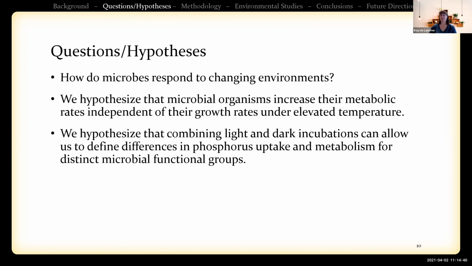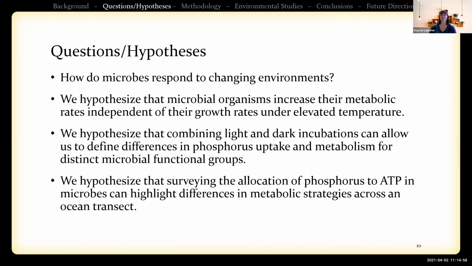I also believe that using a combination of light and dark incubations will allow us to define the differences in phosphorus dynamics and metabolism for distinct groups within the microbial community, so within that particulate phosphorus grouping. And I also hypothesize that surveying the allocation of phosphorus to that ATP molecule in ocean transects can really highlight strategic differences in metabolic processes by microbes, so different strategies of their metabolism.